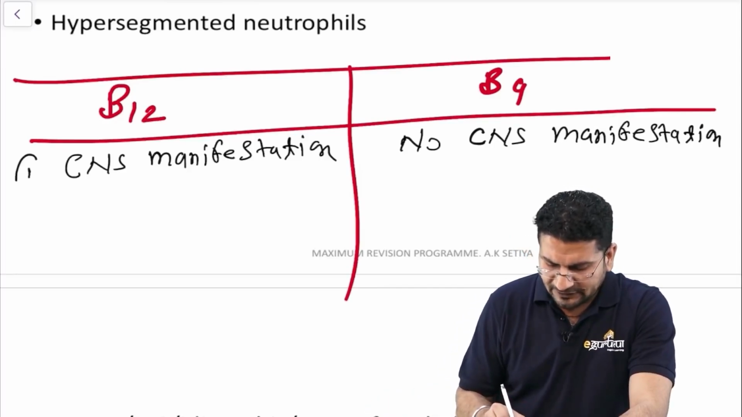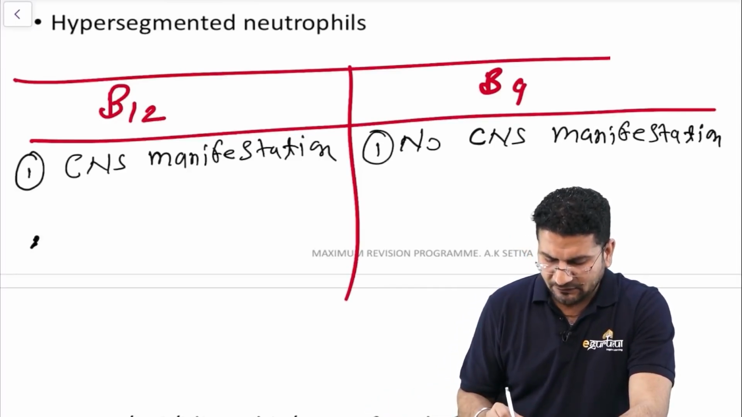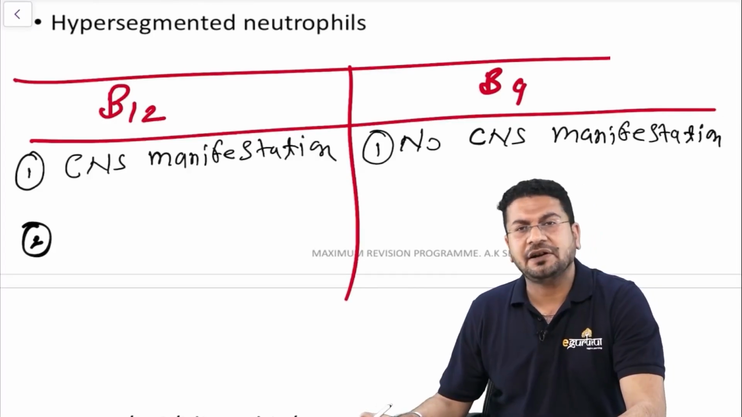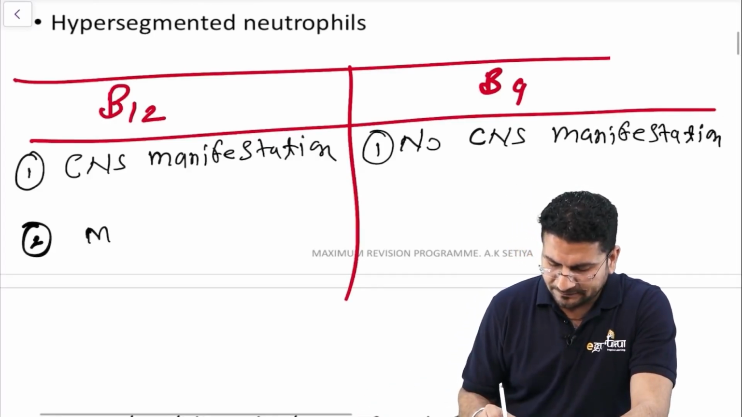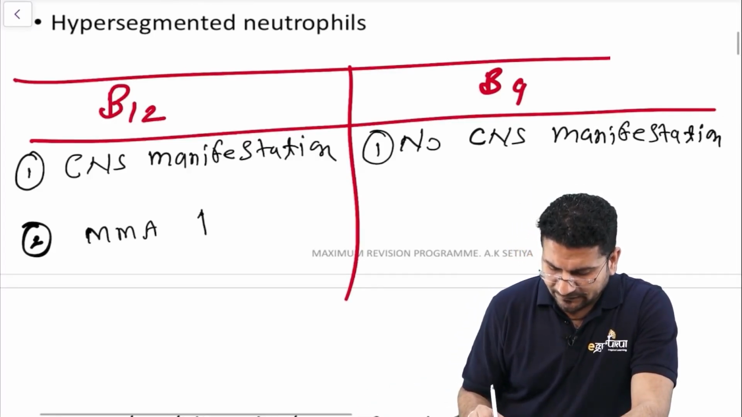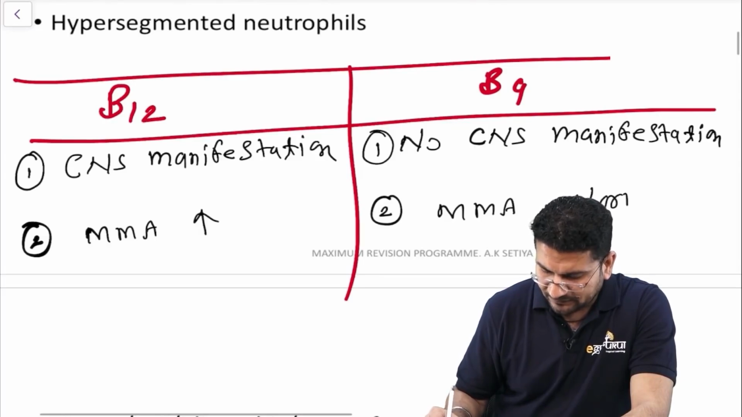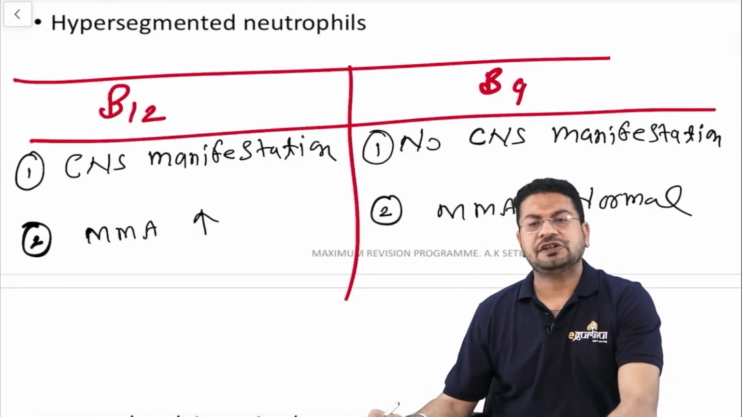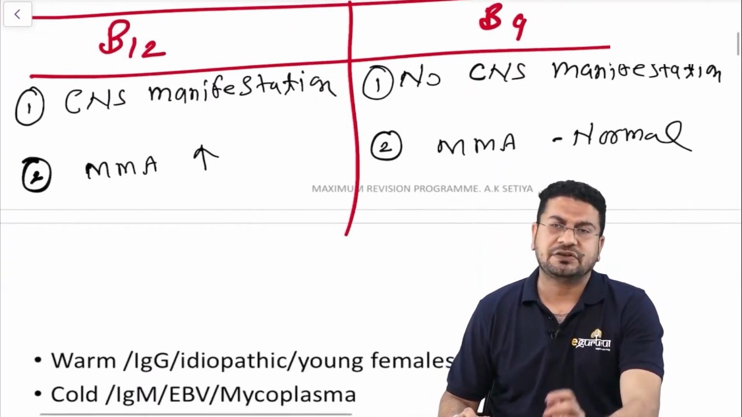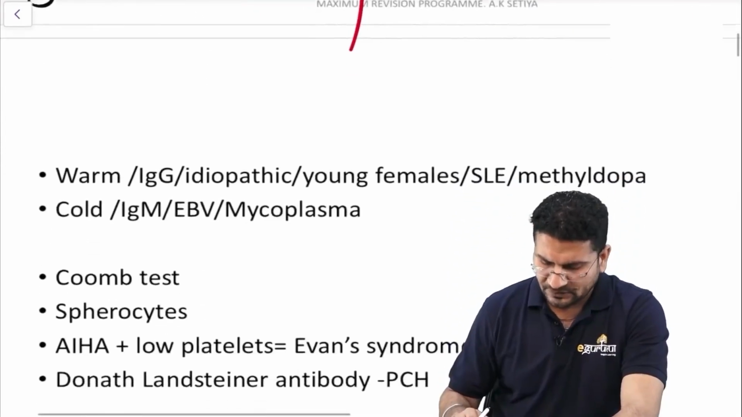So this is one clinical difference that we see in practice, and one laboratory difference will be MMA level. Methylmalonic acid level will increase in B12 deficiency. Here this level will be normal. MMA level will be normal. So this is how we differentiate B12 and B9 deficiency, one clinical and one lab parameter.